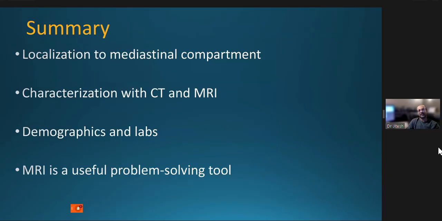So to summarize, localization of the mass within the mediastinal compartment is the key. That's the first step. CT is the imaging modality of choice for characterization of these lesions, masses, or abnormalities. MRI is the problem-solving tool. It is the imaging modality of choice for the posterior mediastinal masses. Patients' demographics, age, gender, and if we have some lab information like tumor markers, that can help in differentiating the tumors, specifically germ cell tumors, and MRI is a problem-solving tool.